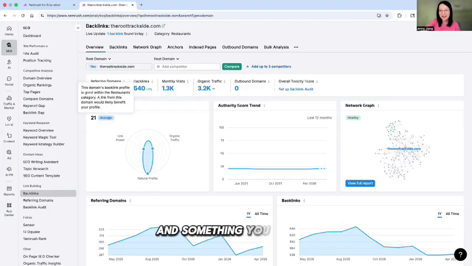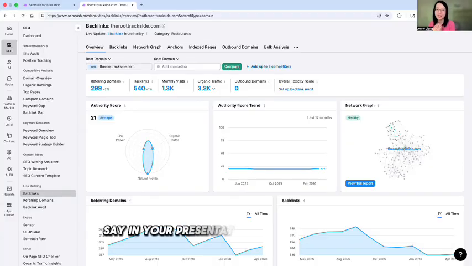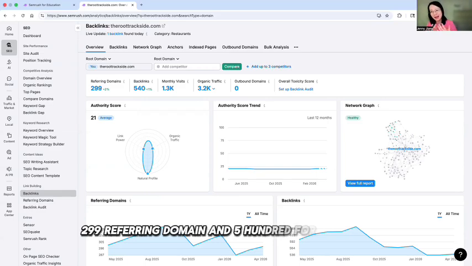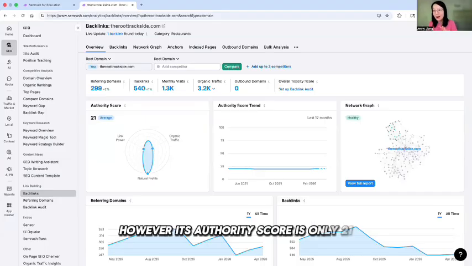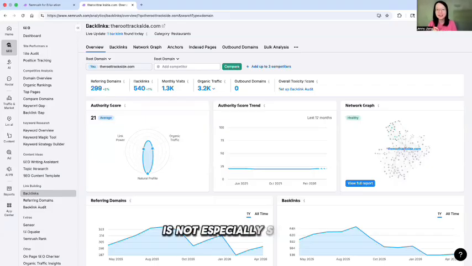And something you can say in your presentation could be a site has 299 referring domain and 540 backlinks, which shows that it has some backlink foundation. However, its authority score is only 21, suggesting that the backlink profile is not especially strong in terms of overall SEO authority.